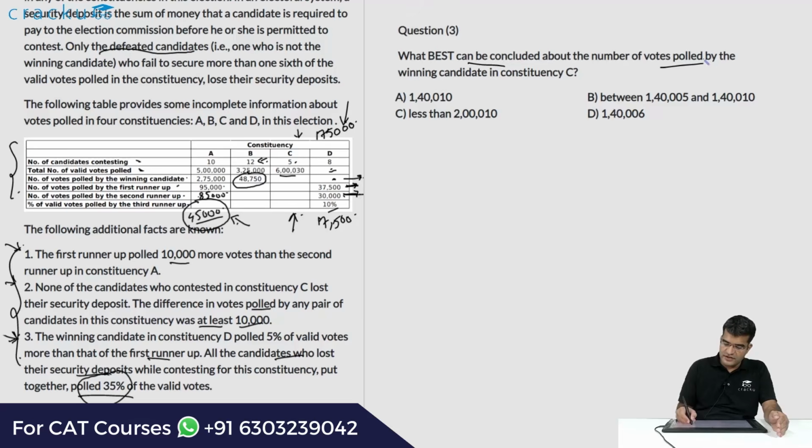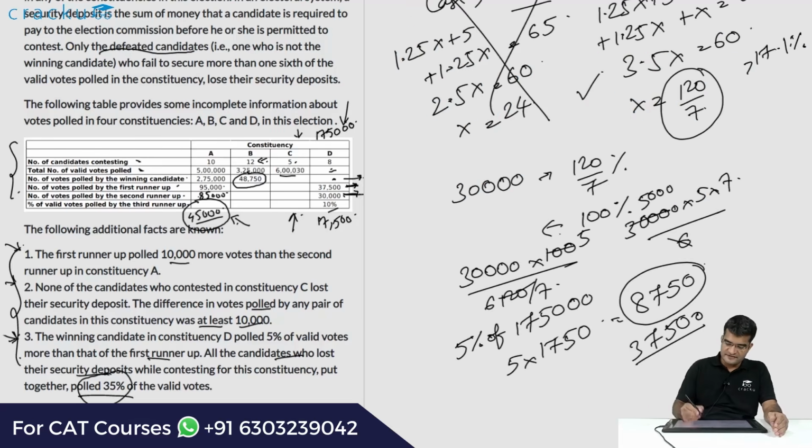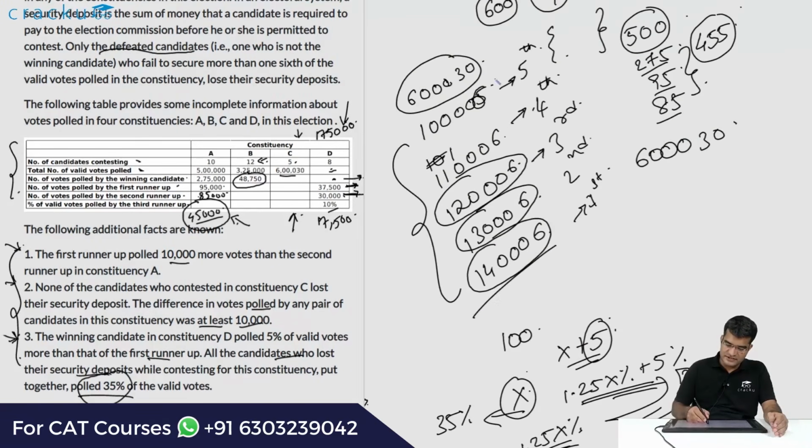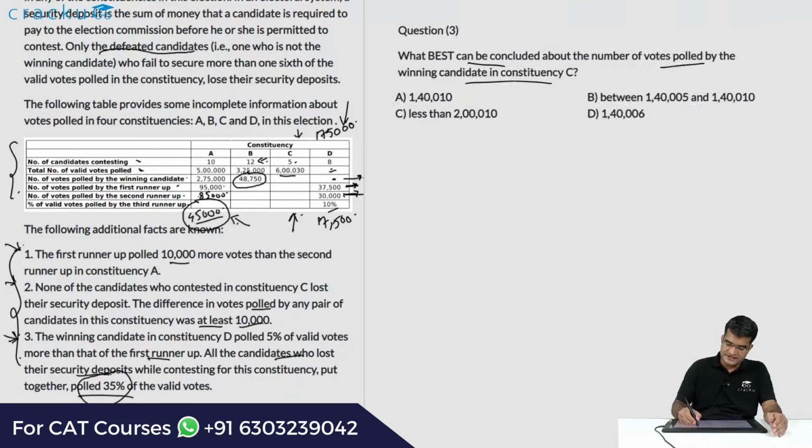What best can be concluded about the number of votes polled by the winning candidate in constituency C? As we have discussed earlier, in constituency C, we know the exact number of votes received by all the 5 candidates. And the winner has received 1,40,006 votes. So the correct answer is option D. Let us look at the next question.